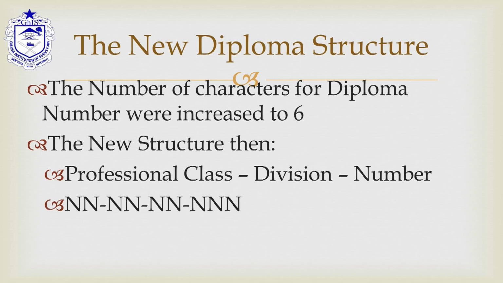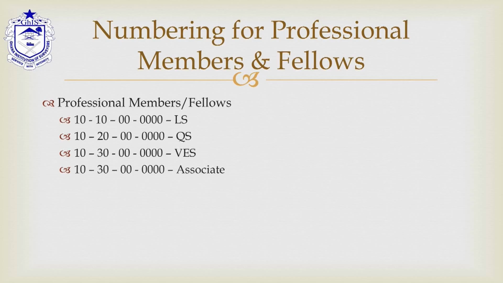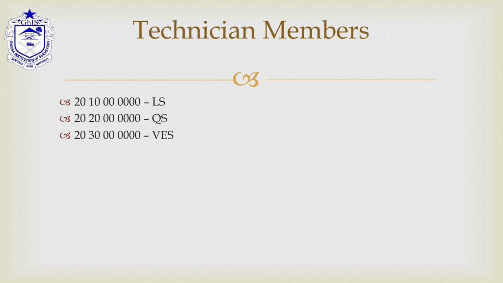Now, the number started from 1, and now we have about 3,000 and almost 3,500 plus. So what we have done is we have added 2 more digits to that number by making it 6. So it gives us 10 if the person is a professional member, and if the person is LS, an additional 10, then 2 zeros before the current number that you are known by. So it becomes easier for all of us to refer and relate to our diploma numbers.